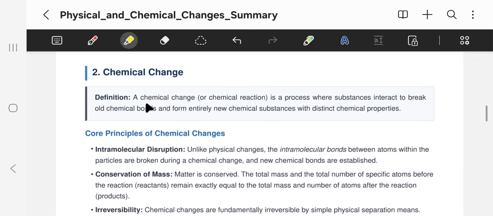What is chemical change? Chemical change is a process where substances interact to break old chemical bonds and form entirely new chemical substances with distinct chemical properties. Okay, this is another crucial definition that you have to know. I'll highlight it in yellow just to show you that this one is worth knowing. The definition of physical change is a must know. The definition of chemical change is a must know, because they can ask you those on the exam. So I'll repeat the definition of chemical change. It is a process where substances interact to break old chemical bonds and form entirely new chemical substances with distinct chemical properties.